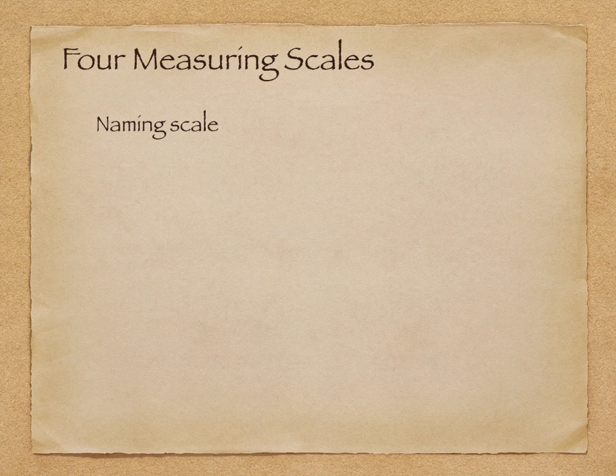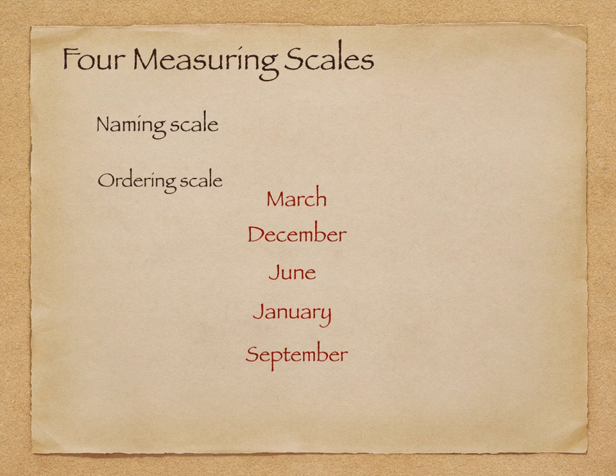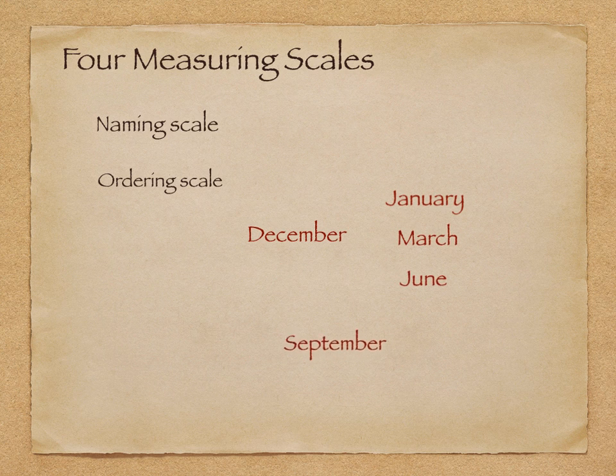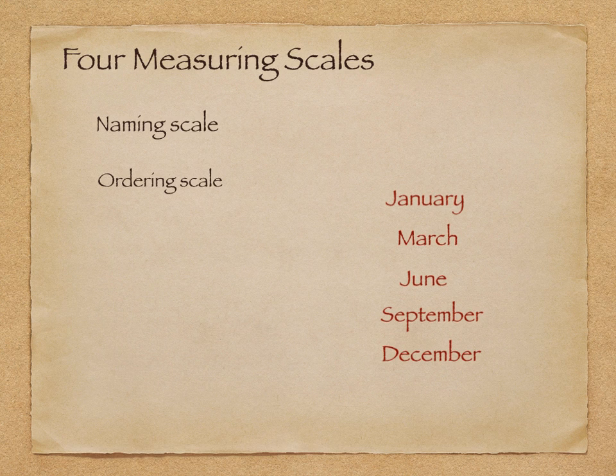Next is the ordering scale. It's about naming things as well, but the twist is that the words have a natural order. For example, you might be listing the months in which your friends had a birthday: March, December, June, January, September, and so on. But since there's a natural order to the months of the year, it would seem logical to rearrange them like this. So that's the ordering scale, words that have a natural order.